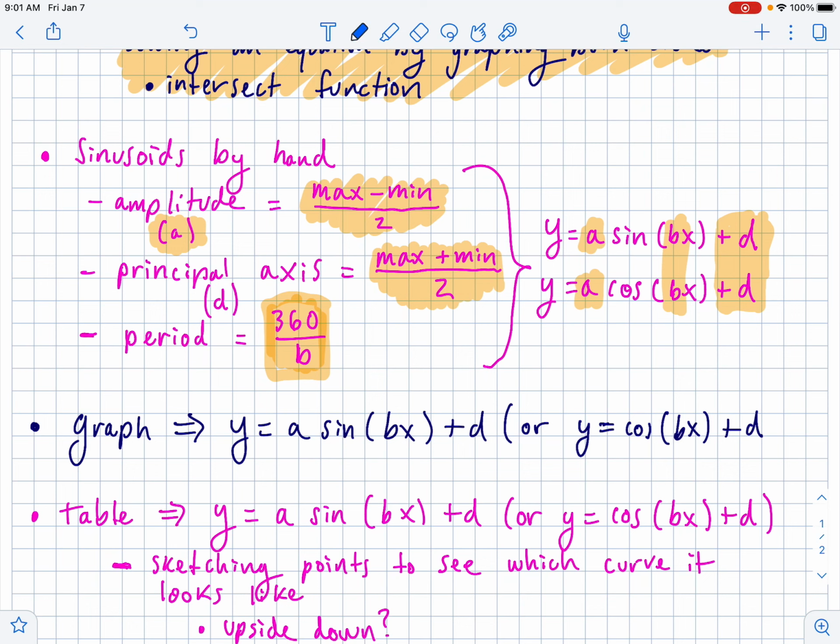One thing I forgot to put on here, but I would also know, are the parent curves for sine and cosine. Remember, sine goes mountain, then valley. Cosine starts at the top of the mountain, then goes into the valley, and then back up the mountain.